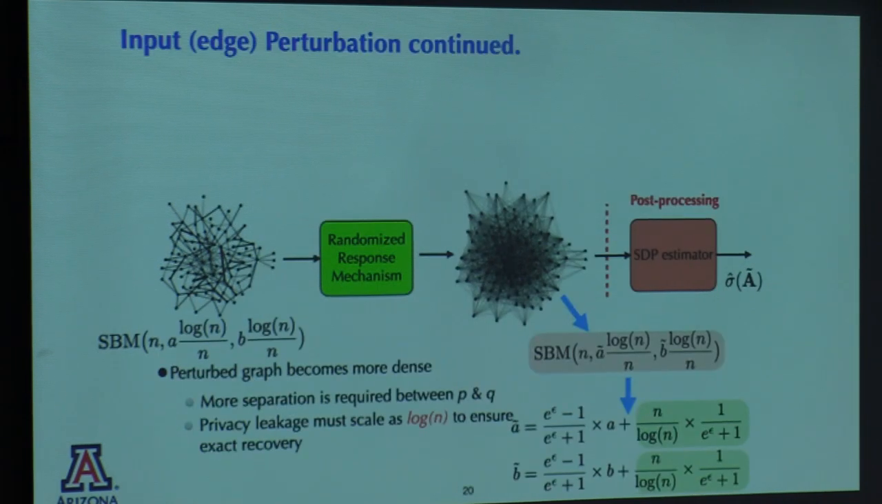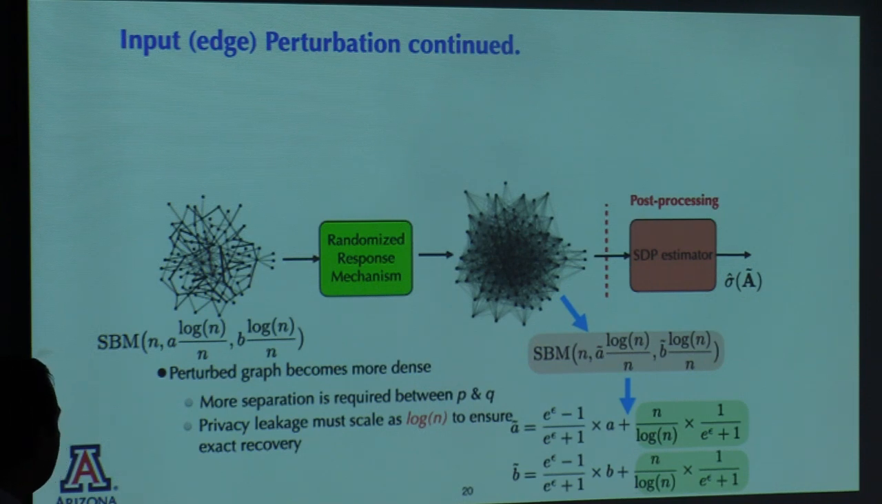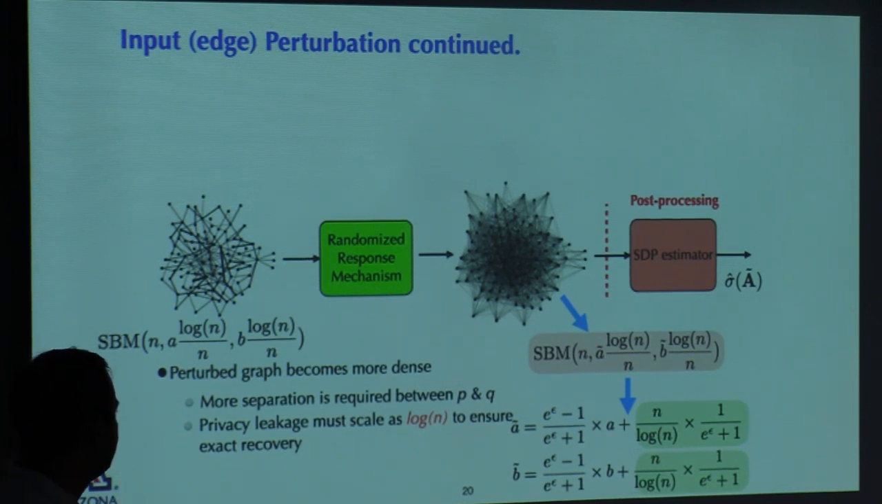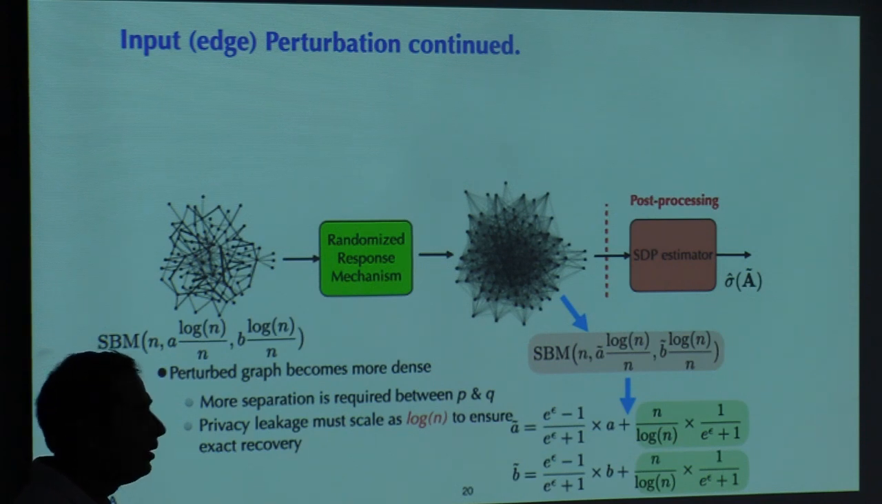If you work out the details, the new graph looks like this. Originally I had a graph with parameters n, a log n by n, b log n by n. The new graph has parameters n, a tilde log n by n, and b tilde log n by n. If you work these numbers out, a tilde and b tilde look like this. They increase by a certain formula, which is given by n by log n times this number.